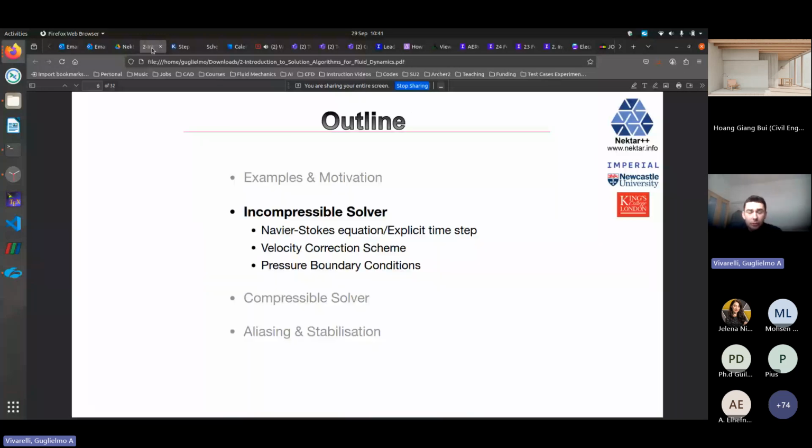So moving on to the incompressible solver. It's always nice to see the Navier-Stokes equations in all their glory. And then, of course, trying to relate these to the explicit time step, to why we go for a velocity correction scheme. And then finally, the need for a pressure boundary condition to make the problem well posed.